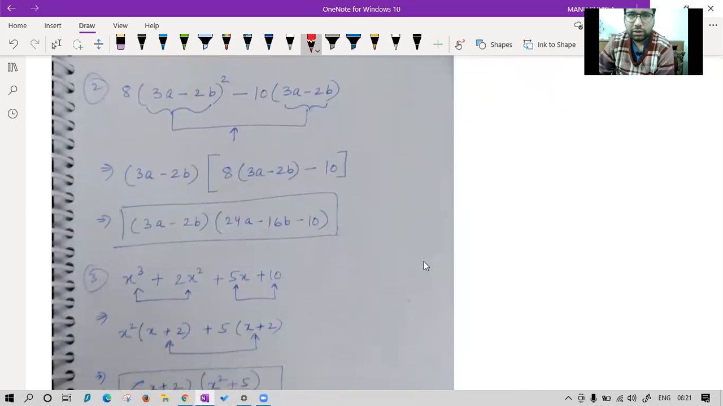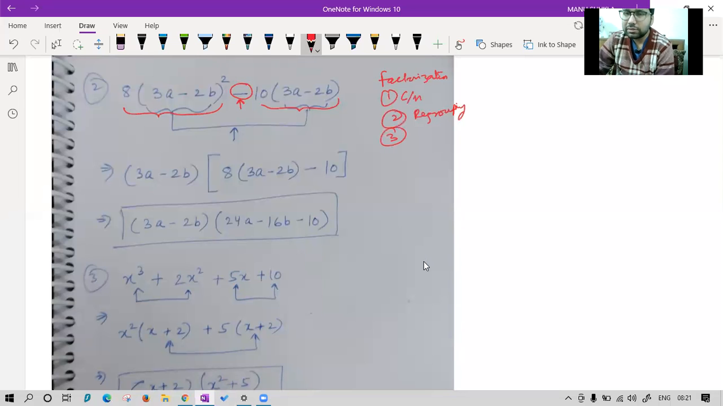Question number 2 is also a similar question. This is the first expression, second expression, and in between there is a sign of minus. Class, we have two expressions and in between we have a sign of minus. So again we'll try to factorize it by taking common, because we have studied in factorization that the first method is always taking common. The second method is regrouping. If you remember, class, please confirm.